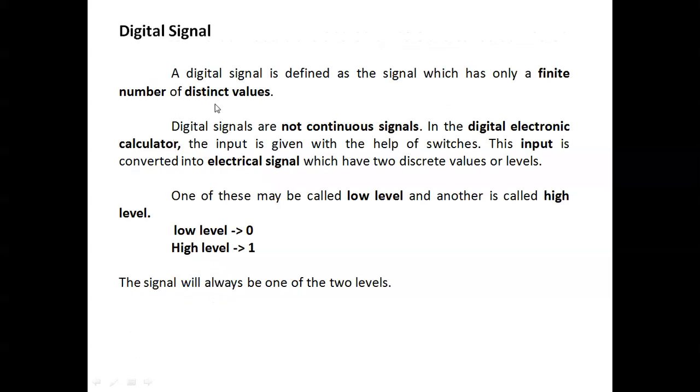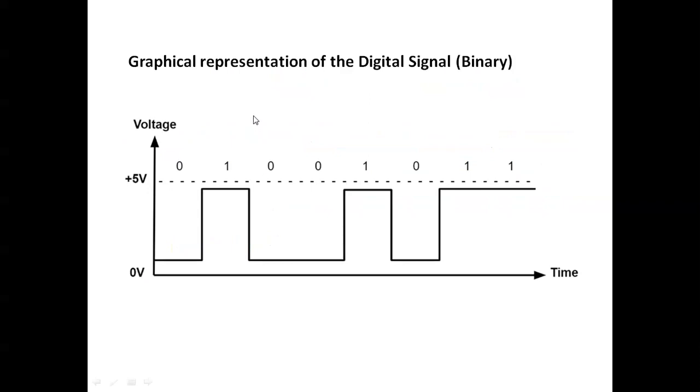Now, this is a digital signal. It has a finite number of distinct values. A digital signal has only low or high values, only zeros or ones. This is the graphical representation of a digital system, where binary values are presented.